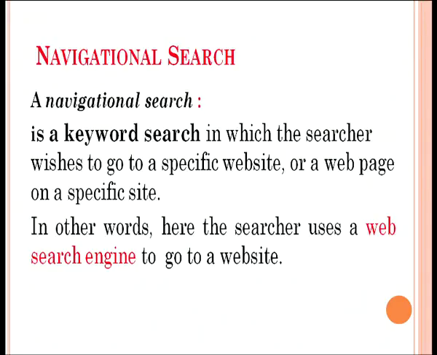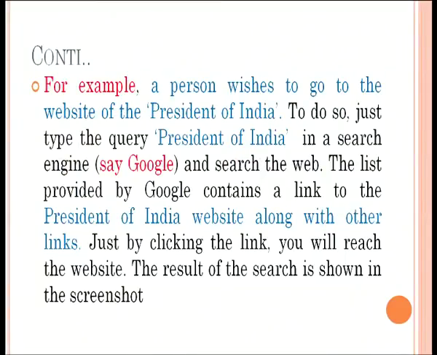a web page on a specific site. In other words, here a searcher uses a web search engine to go to the website. For example, a person wishes to go to the website of the President of India. To do so, just type the query "President of India" within quotes in a search engine, say Google, and search on the web. The list provided by Google contains a link to the President of India website along with other links. Just by clicking the link, you will reach the website. The results are shown in our next screenshot.